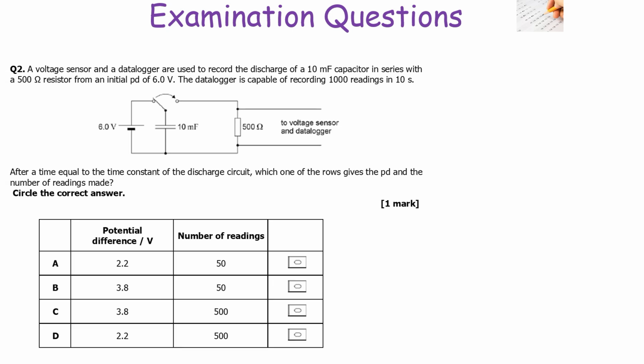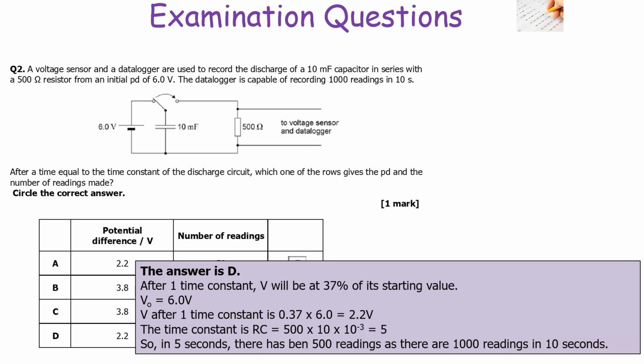Right, our answer here is going to be D, because firstly, after one time constant, V will be at 37% of its starting value. Now its starting value is going to be its maximum, which is going to be the EMF of the source, which is 6 volts. So after one time constant, you do 0.37 times 6, because that's 37% of 6, which is 2.2 volts.